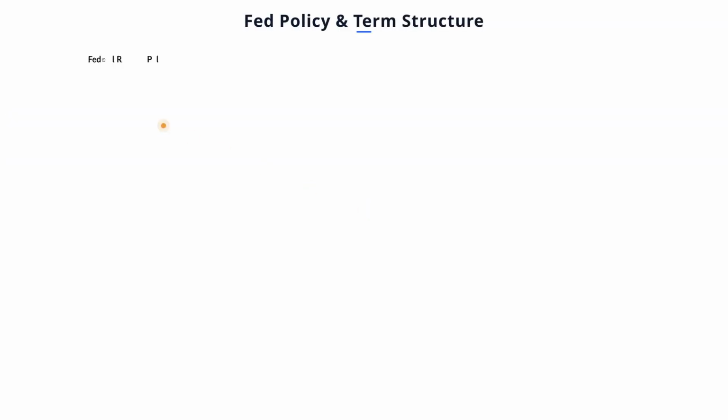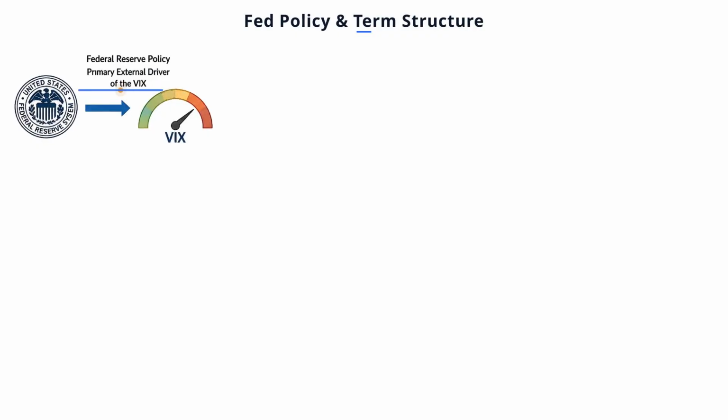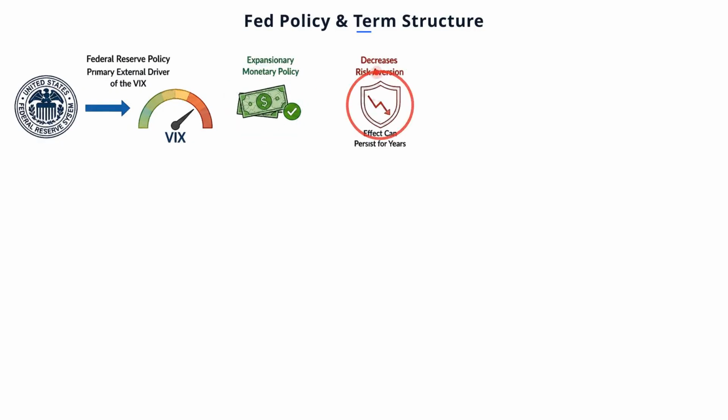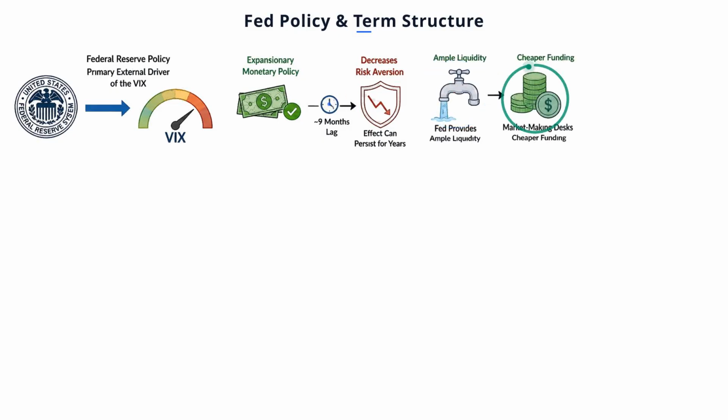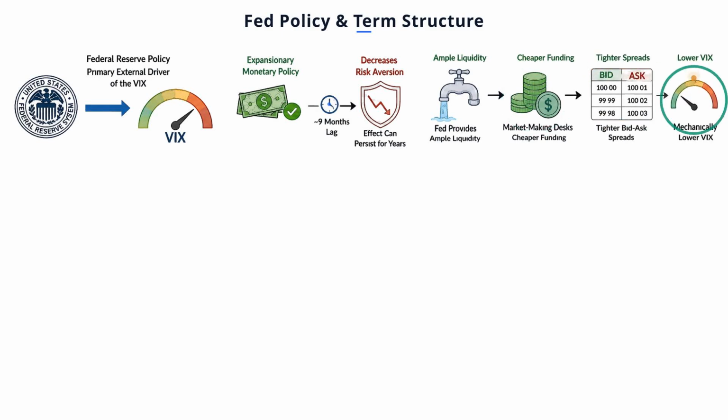Beyond market mechanics, Federal Reserve policy serves as the primary external driver of the VIX. Expansionary monetary policy has been shown to decrease risk aversion with a lag of roughly 9 months, an effect that can persist for years. When the Fed provides ample liquidity, market-making desks operate with cheaper funding, leading to tighter bid-ask spreads and a mechanically lower VIX.